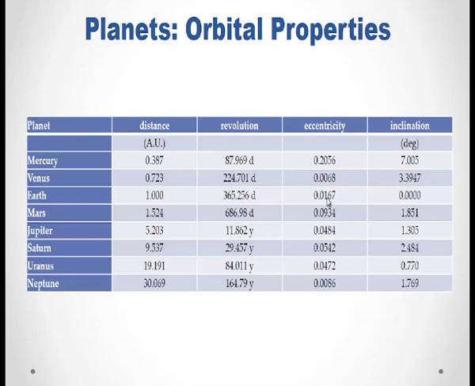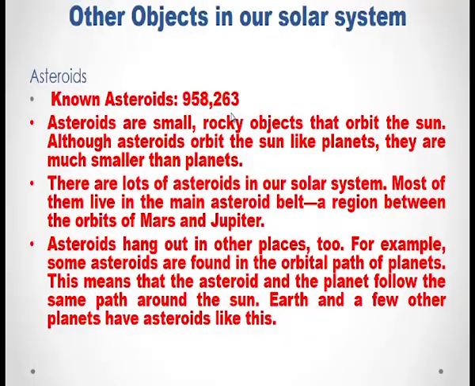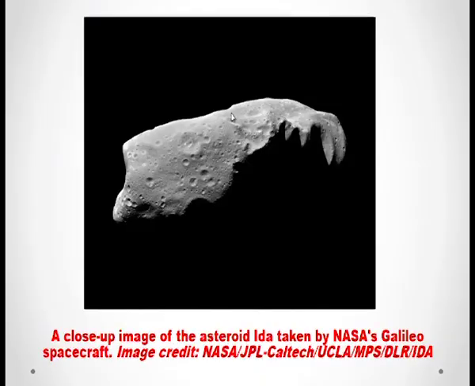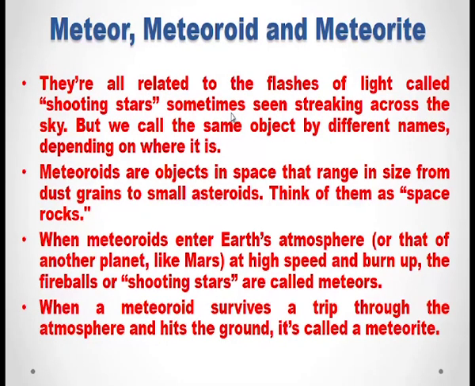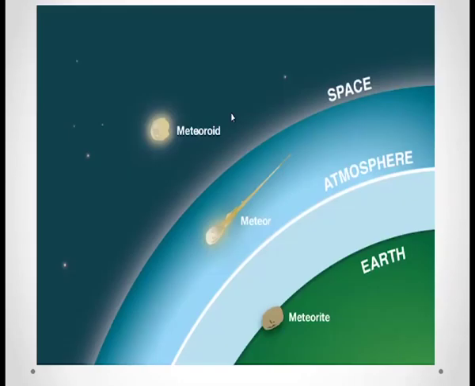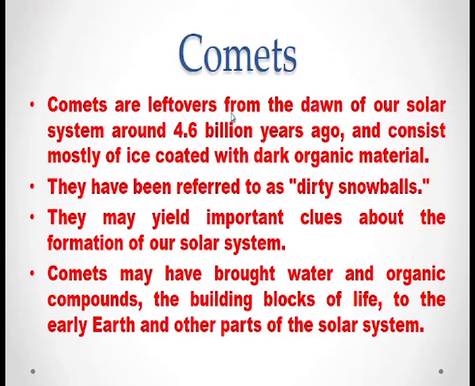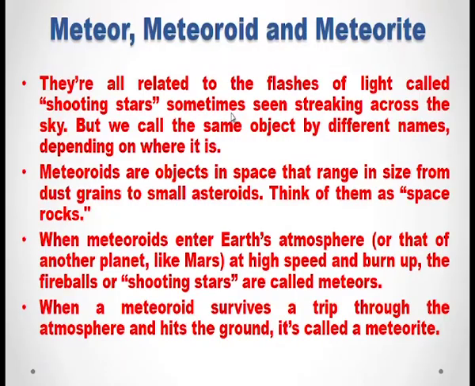Then the angle of inclination; I already told how the axes of the planets are inclined in space. All these details are given. These are the orbital properties of the planets. Now coming to the other objects in our solar system: asteroids, then meteors, meteoroids and meteorites, then comets.